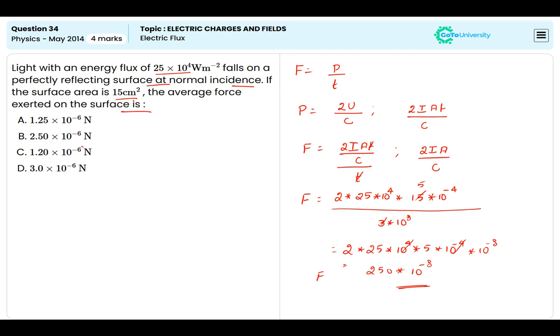But here the options are given in terms of 10 to the power of minus 6. If I write this in 10 to the power of minus 6, then this becomes 2.5 into 10 to the power of minus 6, the force, that is Newton. So 2.5 into 10 to the power of minus 6 Newton we get. Option number B is our right answer.